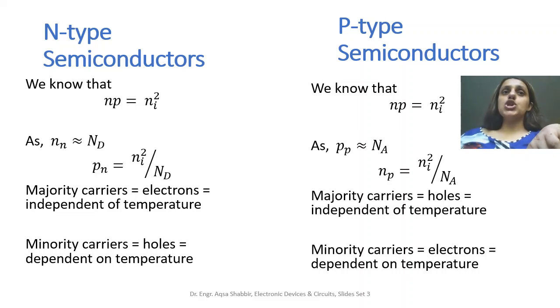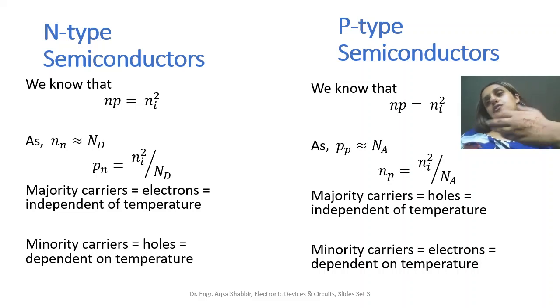And this major component of current is independent of temperature, because these majority carriers are given by the donor impurity. They are not generated as a result of a fluctuation in temperature. These electrons are not a result of the ionization process. They have been donated by the donor impurity. Therefore, the major part of the current, which is due to these majority carriers, is independent of temperature.